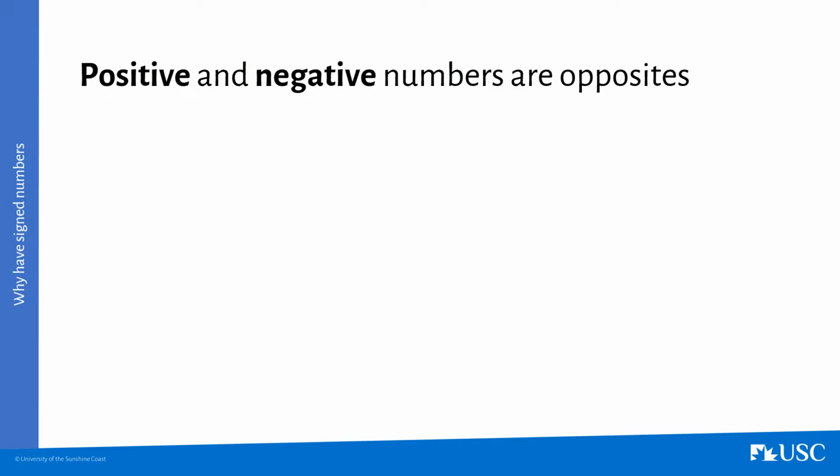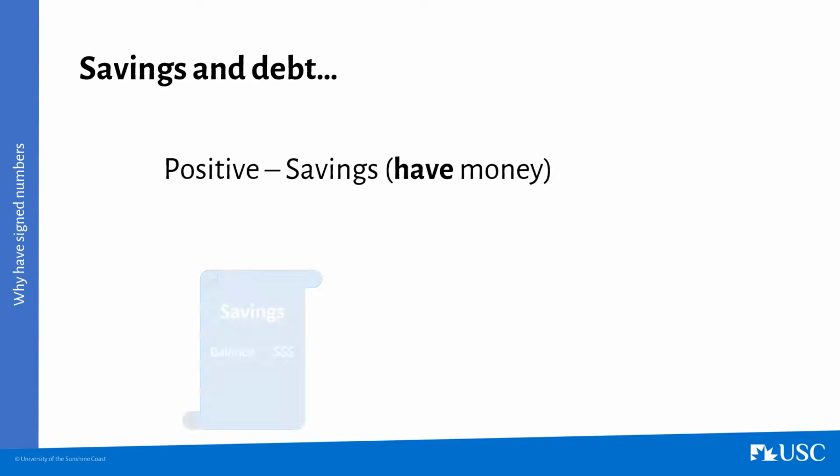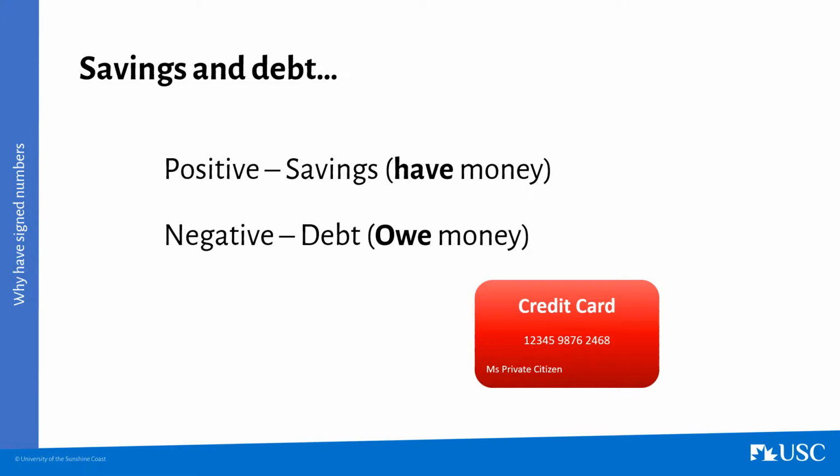Positive and negative numbers are opposites. They can represent right or left, clockwise or anti-clockwise, savings and debt, where positive numbers can represent savings, where we have money, and a debt can be represented by negative numbers.